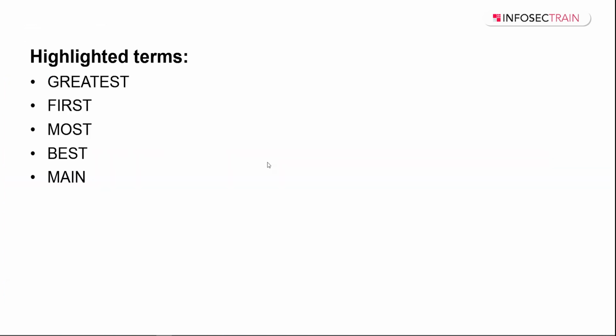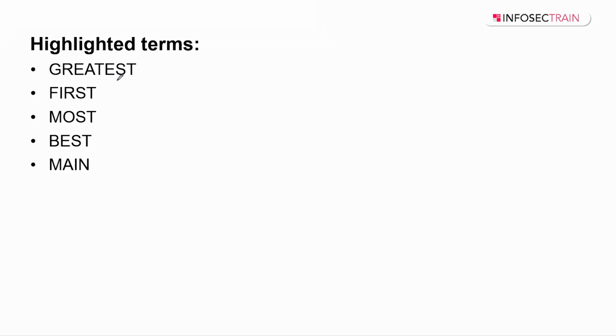In the question, you have some keywords. These keywords change the meaning of the question. The keywords are greatest, first, most, and best. I repeat, we have some keywords called greatest, first, most, and best. Take the example of greatest. If the question uses the word greatest, it means: what is the greatest advantage of attending a training? Greatest basically means better than other options.